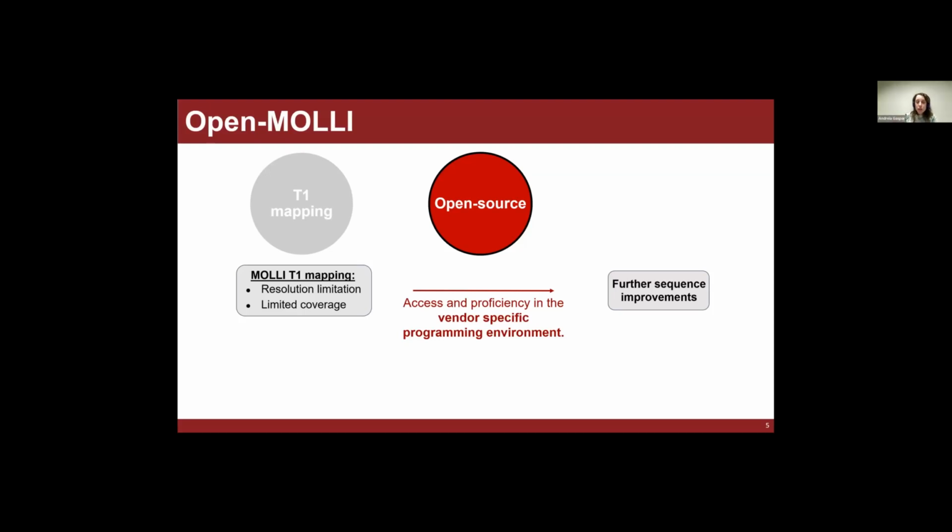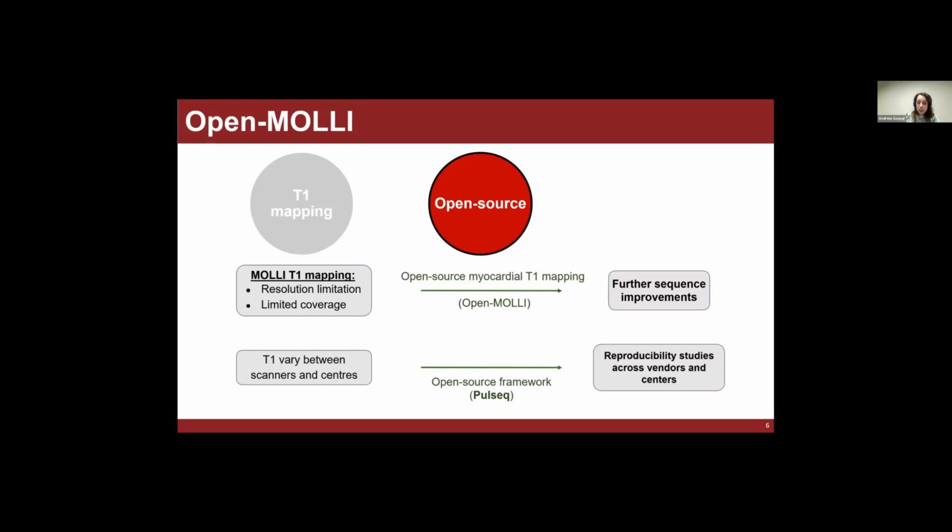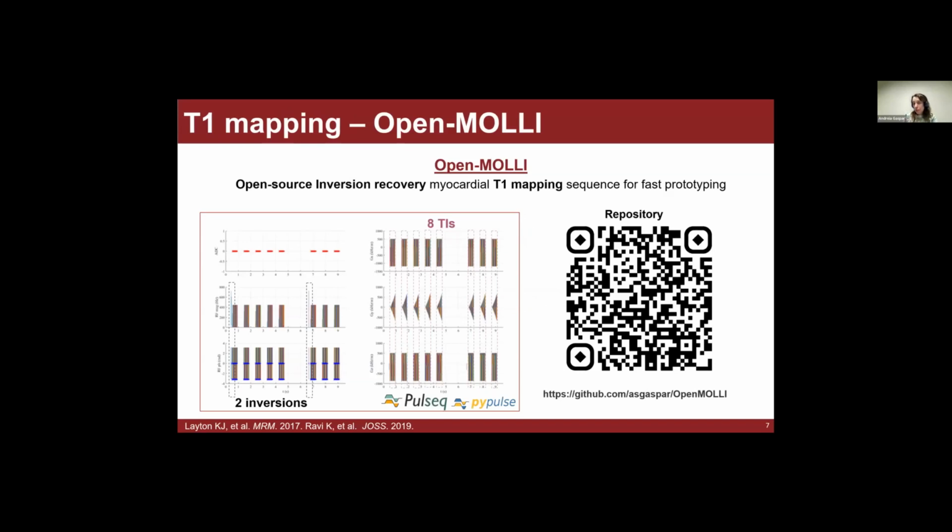So we used the open source framework, one that Nicola has also mentioned, which was Pulseq, and developed an open source myocardial T1 mapping sequence, OpenMOLLI. With OpenMOLLI, the idea is to have a sequence similar to the modified Look-Locker inversion recovery sequence, with 2 inversions and 8 inversion times. This sequence is available in our repository, both in Python and in MATLAB, to create the file to run in the scanner. So if you want to play with it, if you want to test it, you are very welcome.